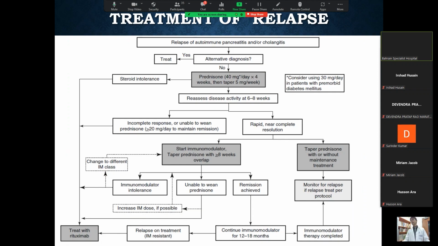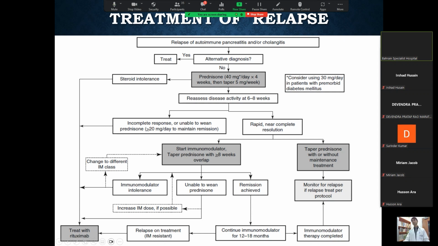This is the treatment of relapse actually. If the patient was treated and went well, but came back with recurrence of symptoms, imaging, and biopsy findings, we start again with steroids, 40 milligram in a normal person or 0.6 to 1 milligram per kg body weight. If the patient is diabetic, we go for a lower dose, like 30 milligram of steroids. We reassess the activity at 6 to 8 weeks.